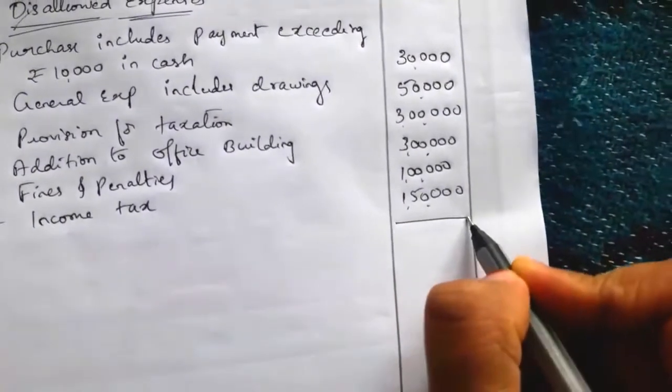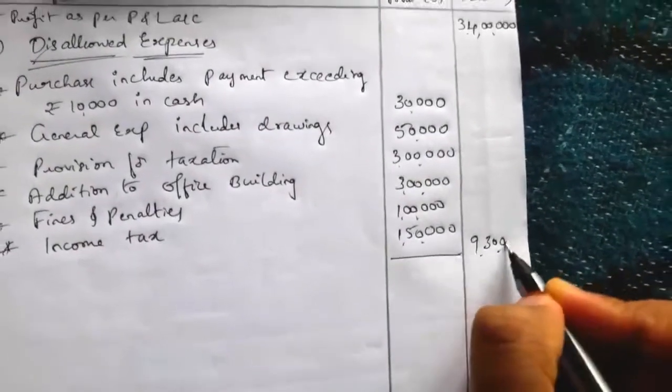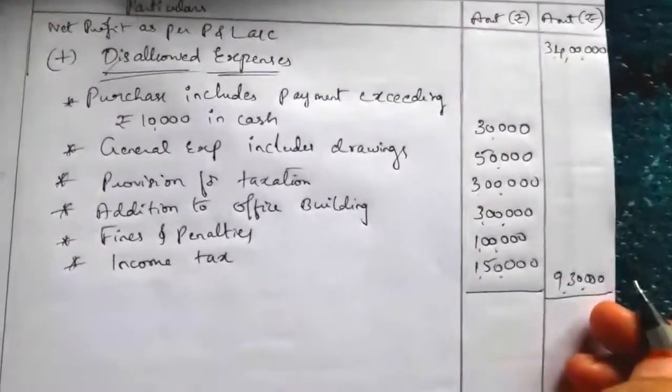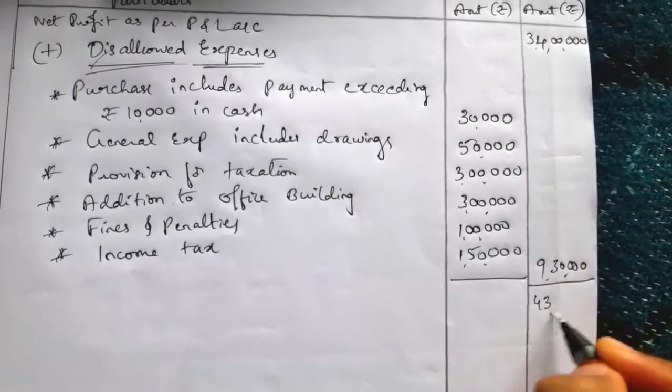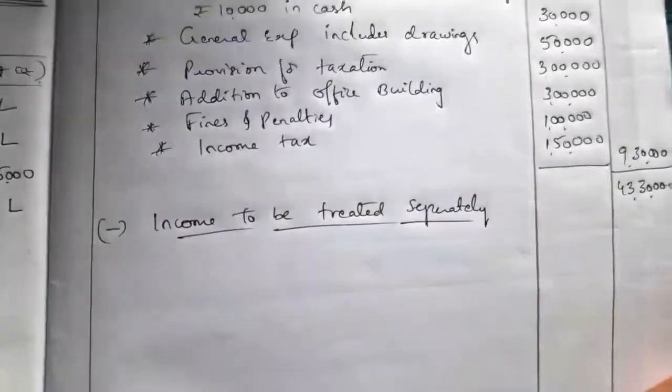So totally 6 amounts on the debit side. The total is equal to 9,30,000. If you add 9,30,000 to 34 lakh, it is equal to 43,30,000. Next, write the head income to be treated separately.